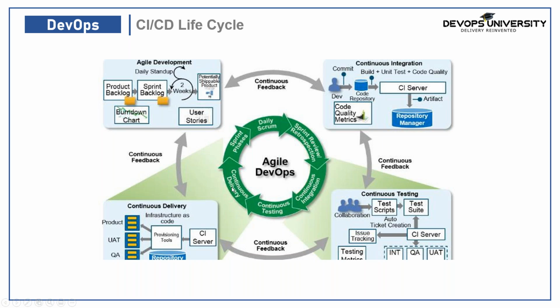Based on the feedback, we are developing again, developing some feature, and it goes in this endless loop. So you might have seen that DevOps always has the infinity symbol. The infinity symbol means continuity. It will be working in continuity.